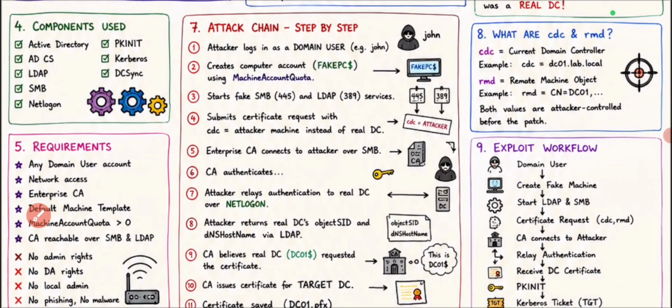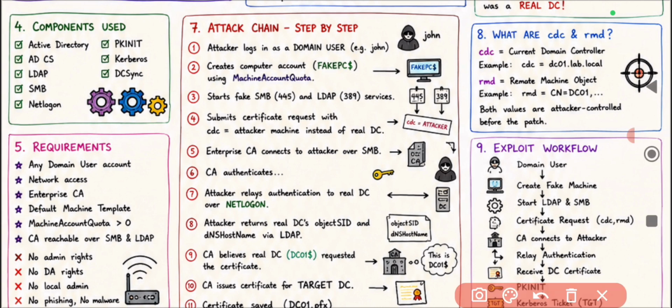So coming to the components used over here. What are the different components used? We need to discuss that as well. First is Active Directory, then AD CS, LDAP, followed by SMB, Netlogon, PKINIT, Kerberos, and DCSync. These are the components used over here.